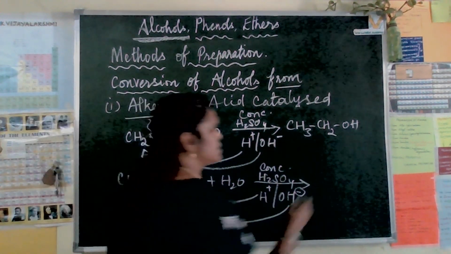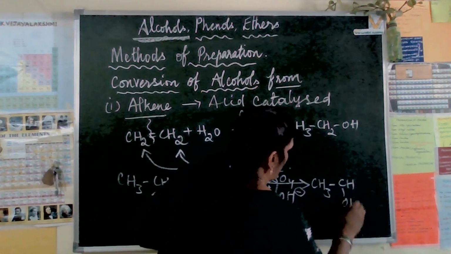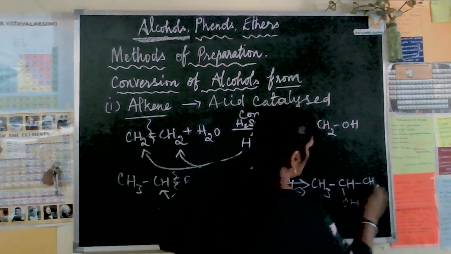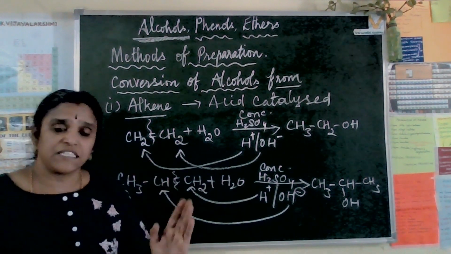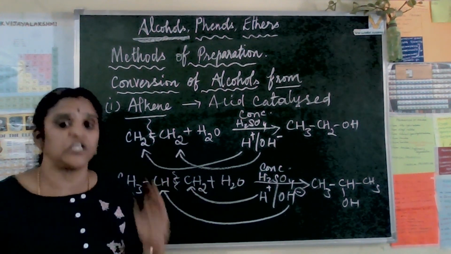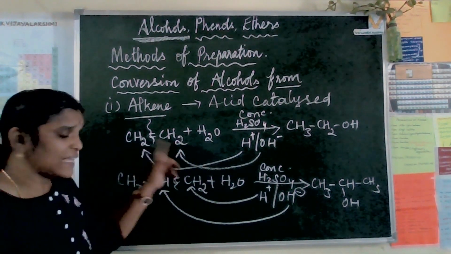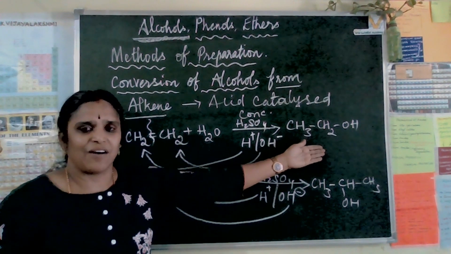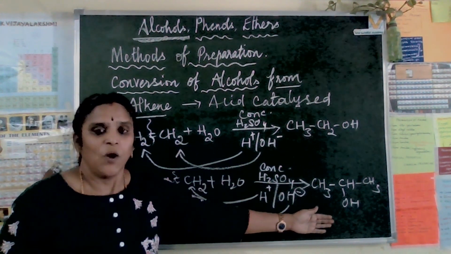That's all. Now, what is the product? CH3, CH, here OH, the bond breaks, here CH3. So what is that? Isopropyl alcohol, you will get. An unsymmetrical alkene means you are getting isopropyl alcohol. Whereas a symmetrical alkene generally gives a primary alcohol, here a secondary alcohol you will get. Hope you're clear.